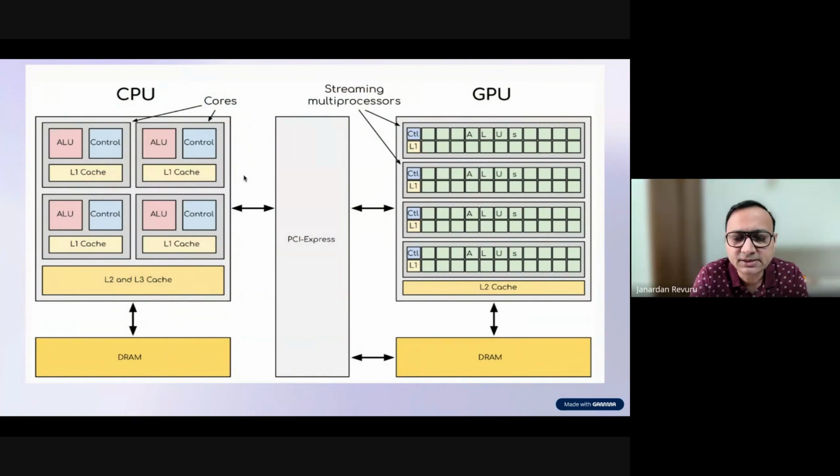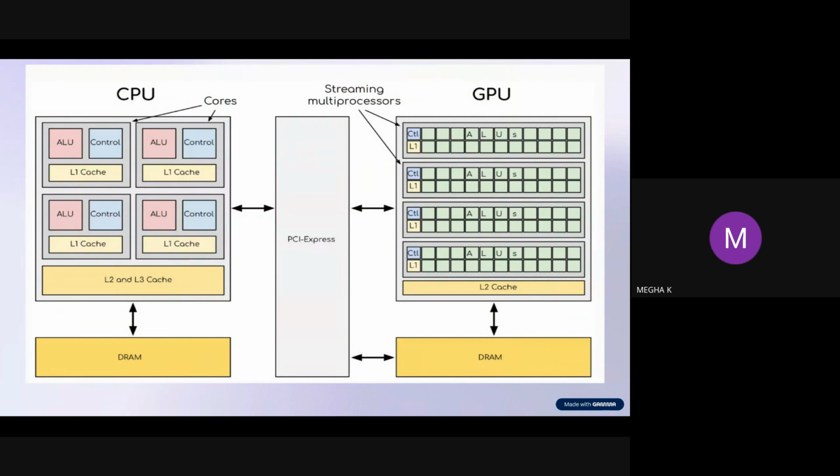As a programmer, Megha, you will be invoking some section of code to be done by the GPU. If a GPU is available, it will run on the GPU. If not, it will take the CPU path. Okay, thank you.